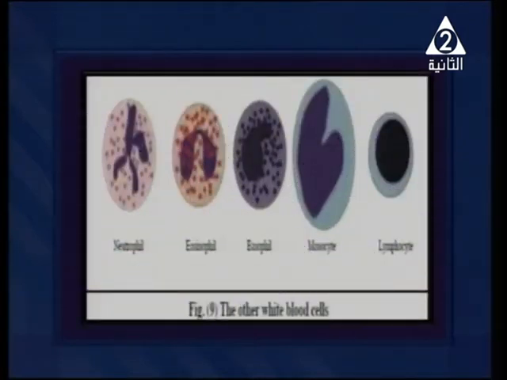These are the different types of white blood cells, and as we said, we classify them according to their granules: neutrophil, eosinophil, basophil, monocyte, and lymphocyte. Each one of them has an important role in attacking and engulfing the pathogen or any virus or bacteria that invades your body.